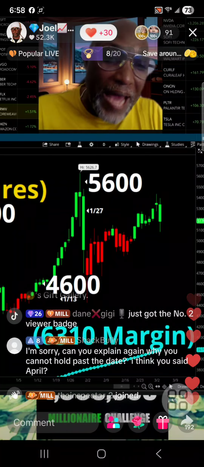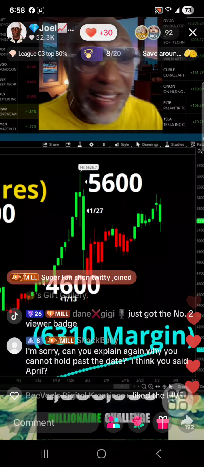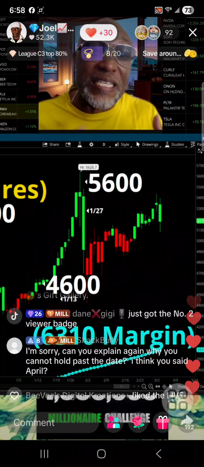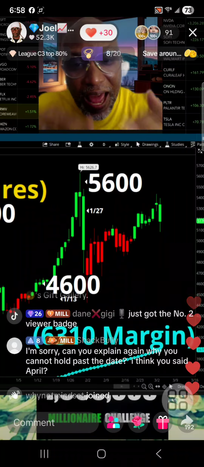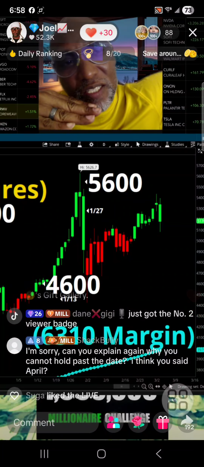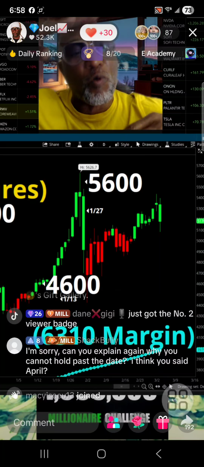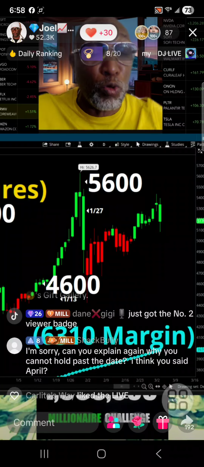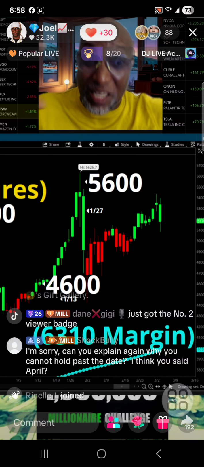And when you buy it at the $4,600 level, they're not going to deduct that either. You just need 6,310 and your trade starts at the 4,600 level. Anything higher than the 4,600 level, you make money. Anything lower than the 4,600 level, you lose money. But you needed 6,310 in your account.